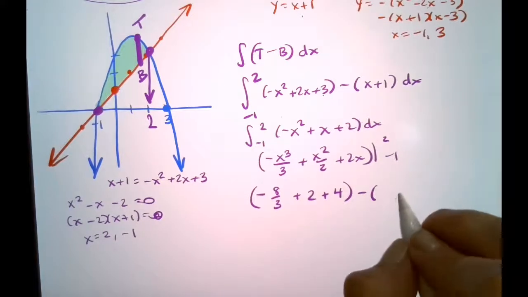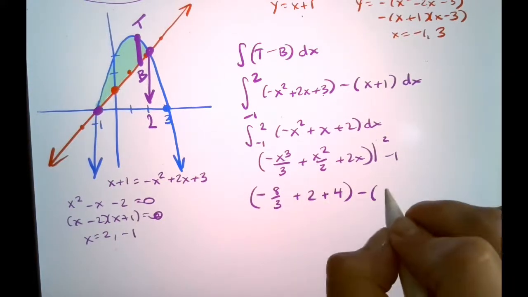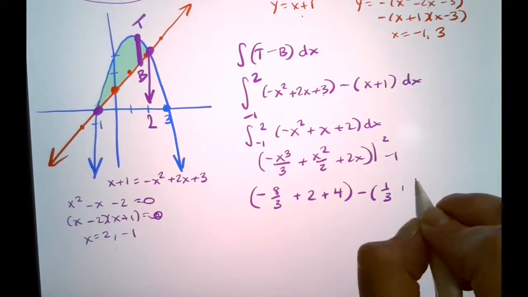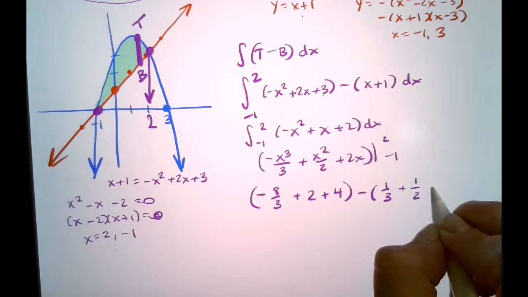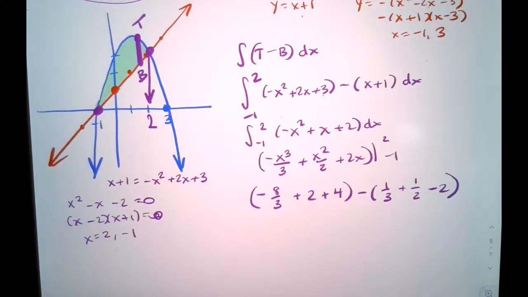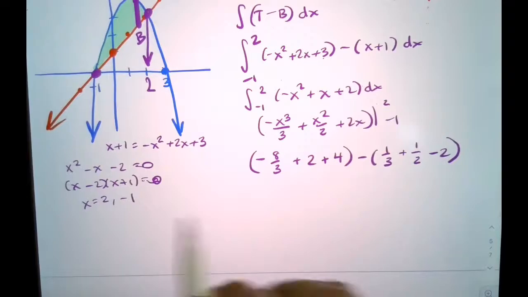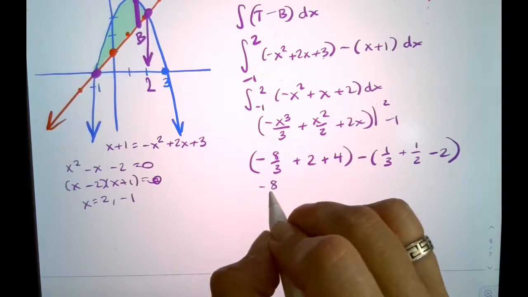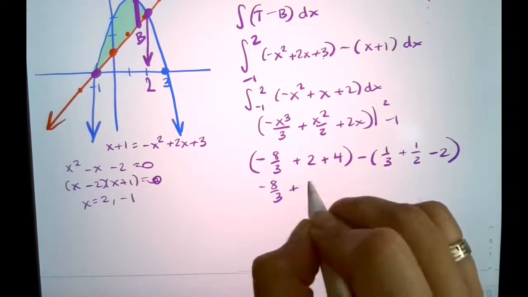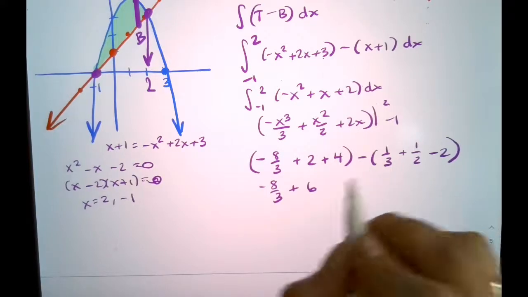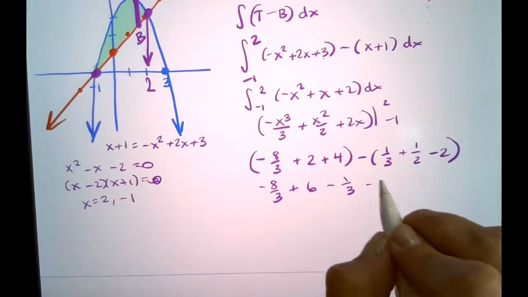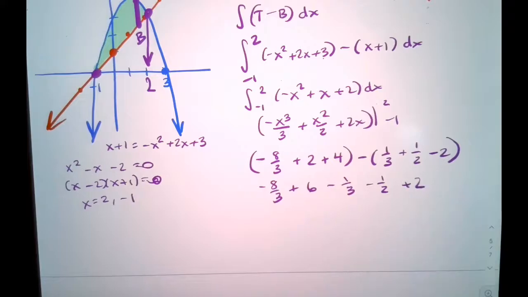Plug the -1 in. Let's see, -1 cubed would be -1, but the negative is on the outside. Okay, 1/2 minus 2. Okay, so what am I going to do here? A lot of fractions, right? So I'm going to just work my way through 2 plus 4. I'm just going to write 6. And then here I'm going to have minus 1/3 minus 1/2 plus 2.